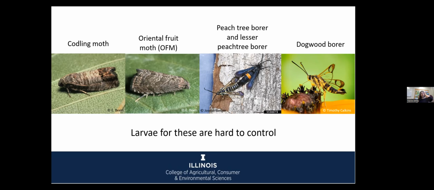And one of the other reasons we use this control technique as opposed to just insecticide use is because all of these pests have larvae that are either inside of the fruit or inside of the trunk of the tree, and they're really hard to control with insecticide sprays. So if you can use something like this, your timings don't have to be perfect because you just hang them and leave the mating disruption up all year. You're able to control these pests without really having to concentrate on timing.